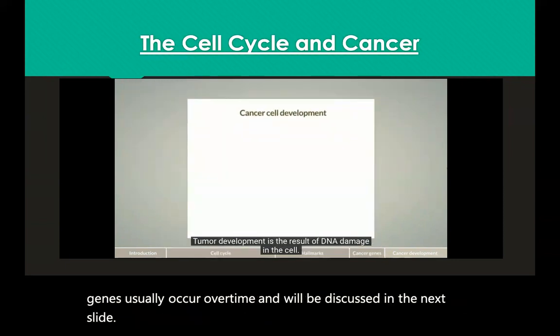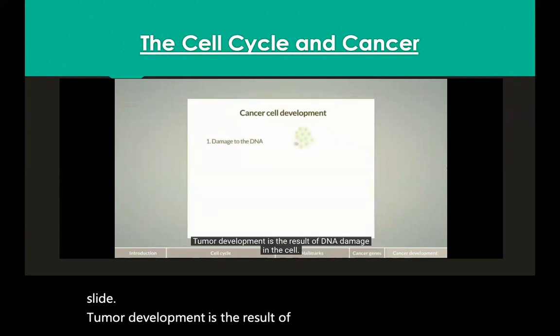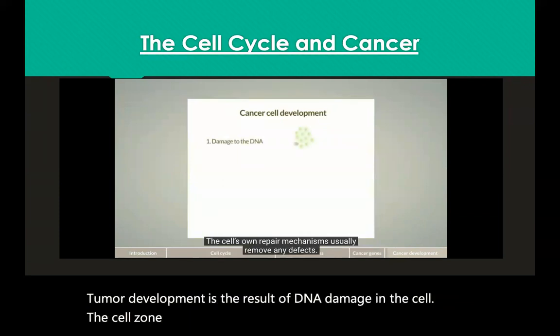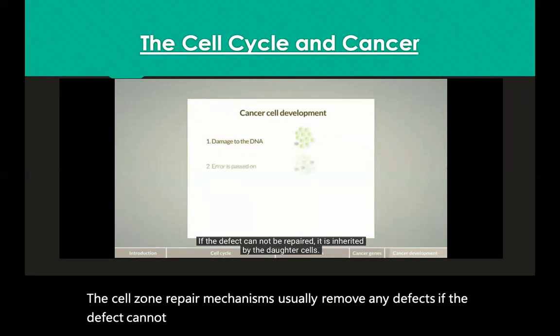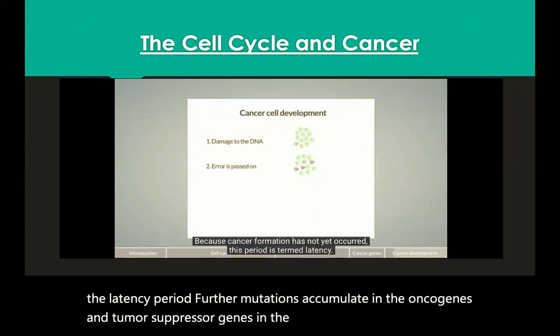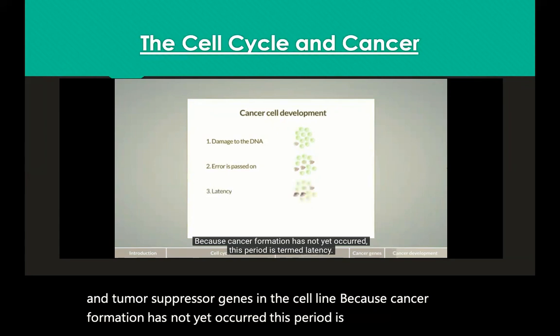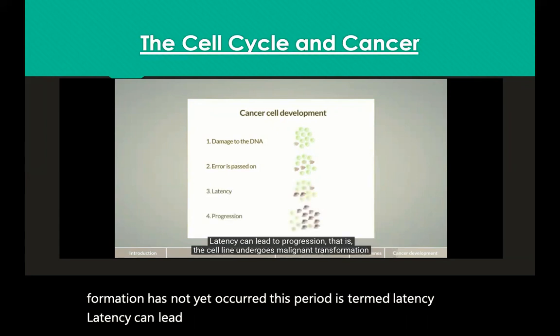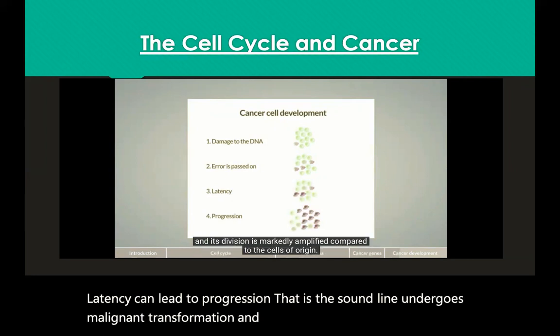Tumor development is the result of DNA damage in the cell. The cell's own repair mechanisms usually remove any defects. If the defect cannot be repaired, it is inherited by the daughter cells. In the latency period, further mutations accumulate in the oncogenes and tumor suppressor genes in the cell line. Because cancer formation has not yet occurred, this period is termed latency. Latency can lead to progression. That is, the cell line undergoes malignant transformation and its division is markedly amplified compared to the cells of origin.